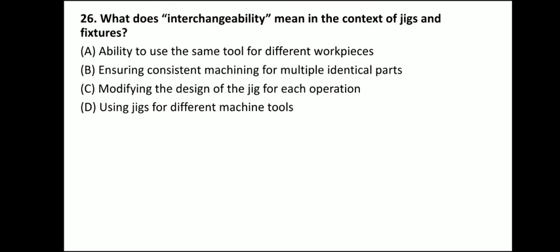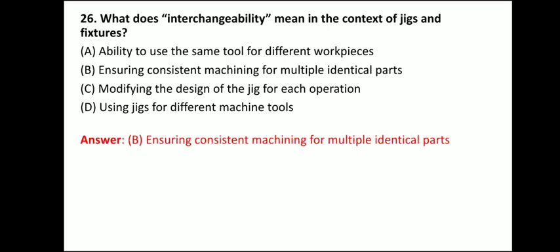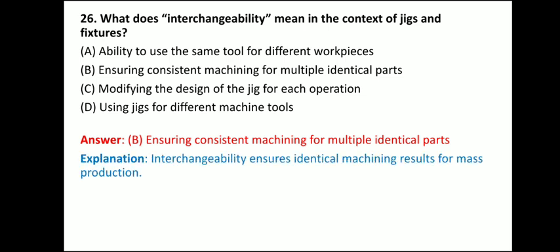Next question. What does interchangeability mean in the context of jigs and fixture? The answer is ensuring consistent machining for multiple identical parts. Now interchangeability means what? So in today's era, we are manufacturing different parts at different locations, and then we are assembling it together.